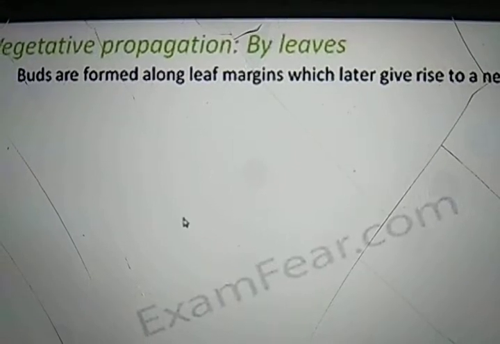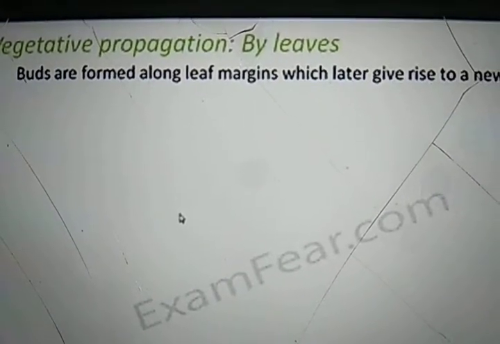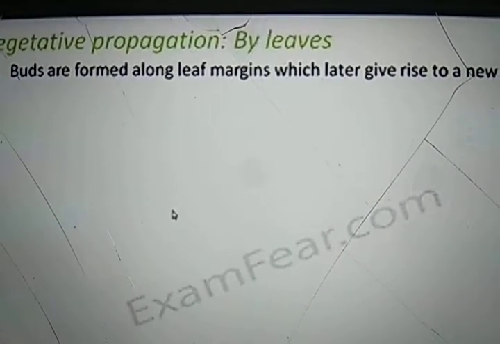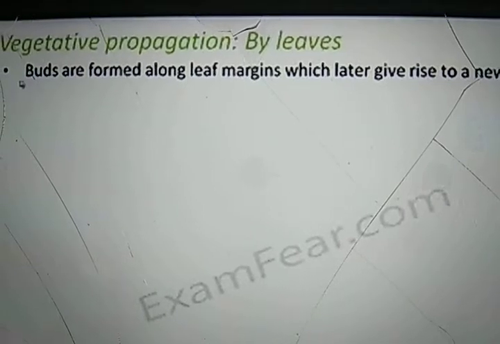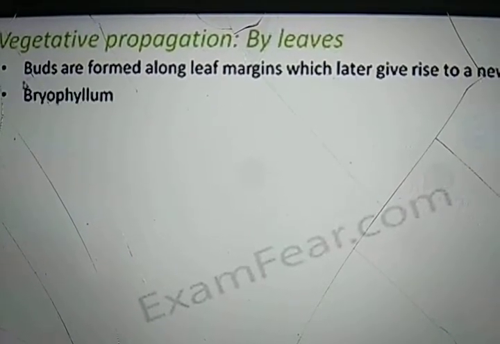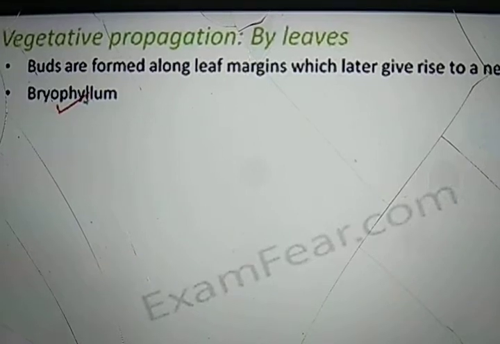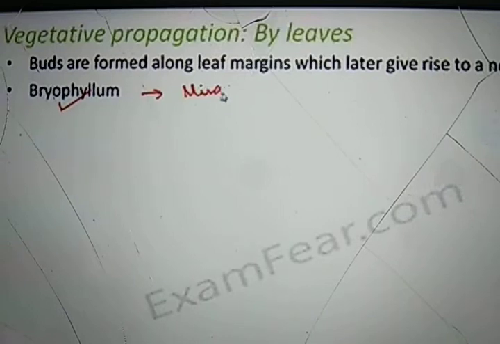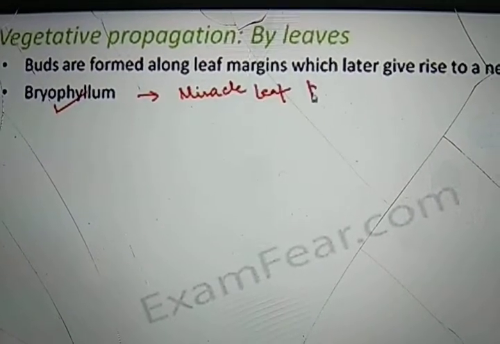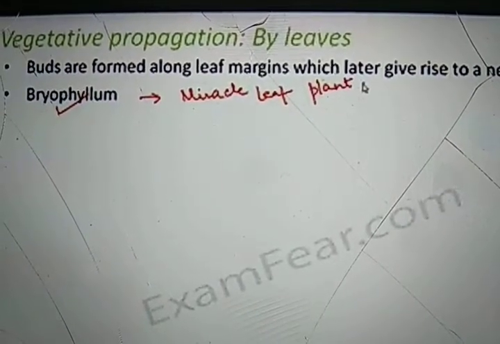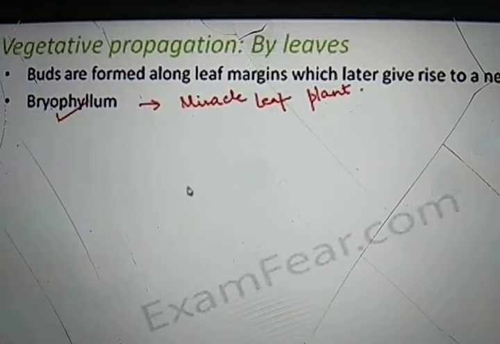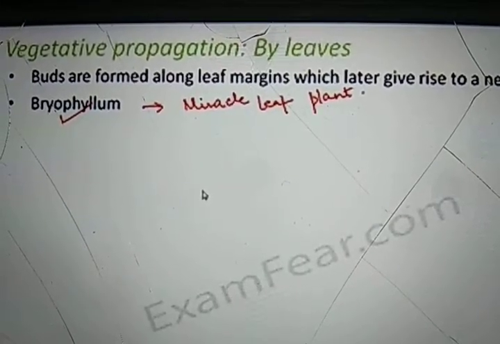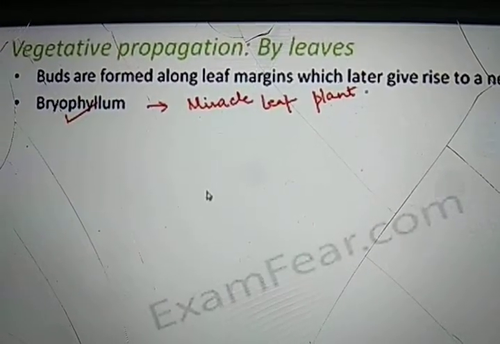It is something which is not very common. There are certain plants where buds are formed along the leaf margin, which later give rise to a new plant. I will give you an example. That is Bryophyllum. It is a type of plant which is also known as the miracle leaf plant. Though it is not a miracle, this phenomenon is not seen in any other plant. That's why it is called a miracle leaf plant.